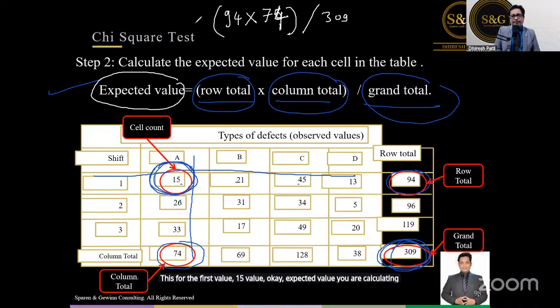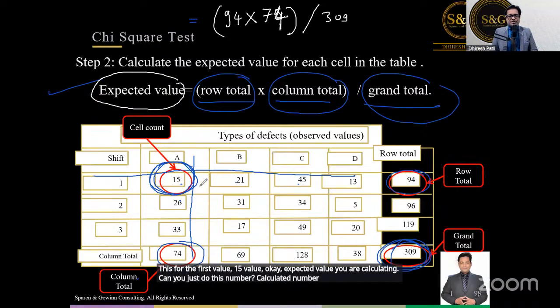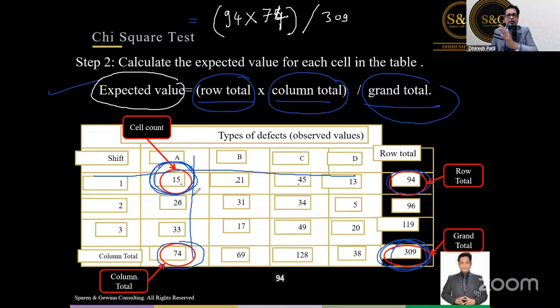Can you just do this number? Calculate the number and give me the number, please. 94 into 74 divided by 309. 22.51. Everybody got the same answer? So 22.51 is the expected value for this. Clear?